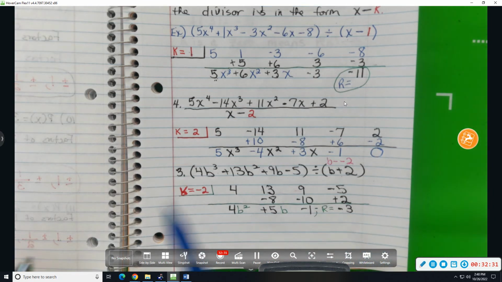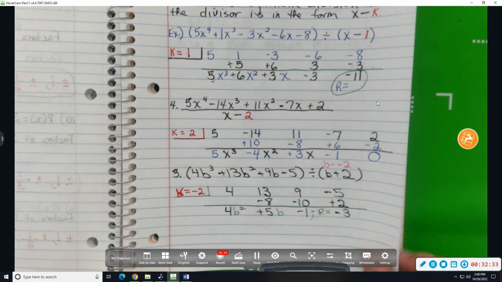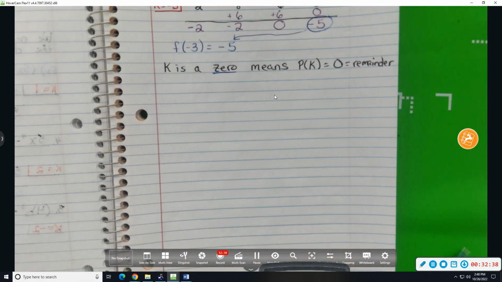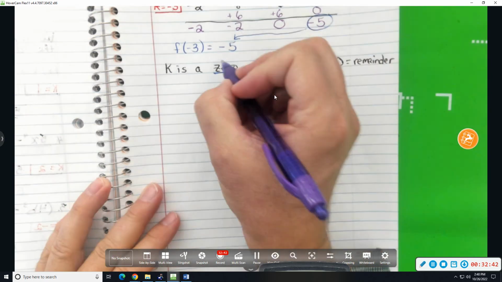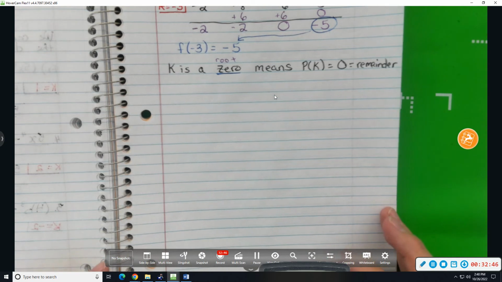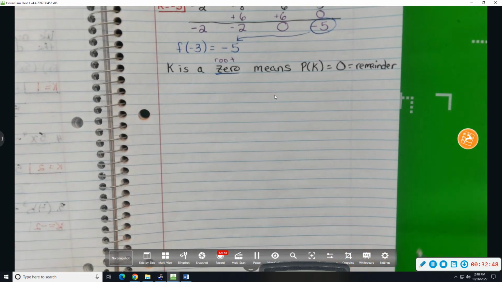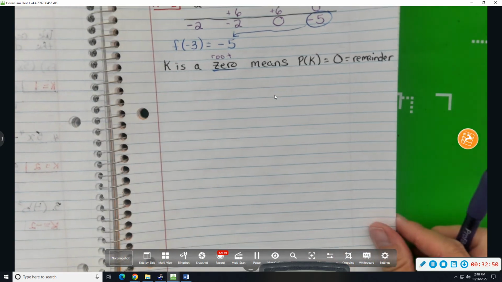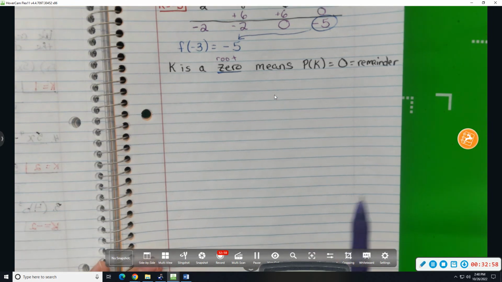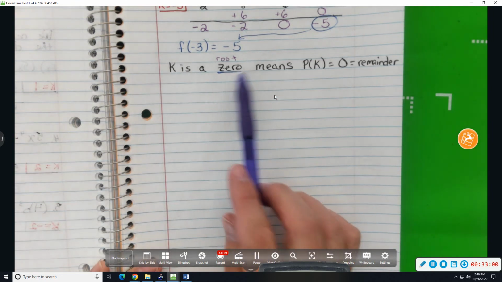Okay? And go back to that definition, because I occasionally revert to old-timey lingo. They used to call this, instead of a zero, they would use the word root. K as a root means P of K equals 0. Well, if you hear the word root mathematically, you start thinking of what? Square roots and cube roots. Has nothing to do with that. So that's why I've quit using that word.